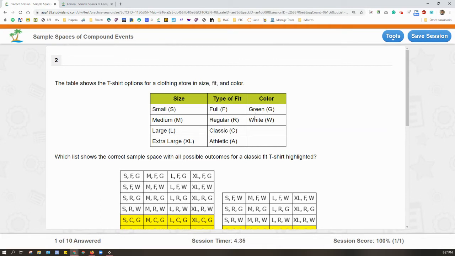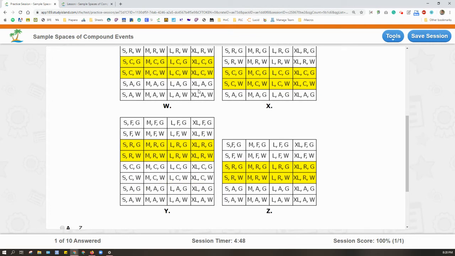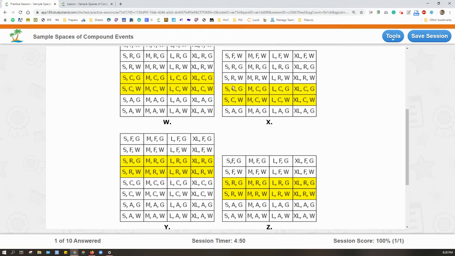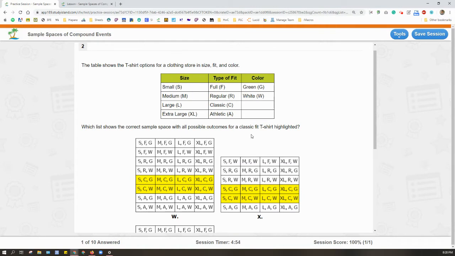But there's only two colors to choose from. There's only green and white. You only have those two colors. So which list shows the correct sample space with all possible outcomes for a classic fit t-shirt highlighted? So which of these options, we have four different tables here, which of them has highlighted all the options for a classic fit t-shirt?